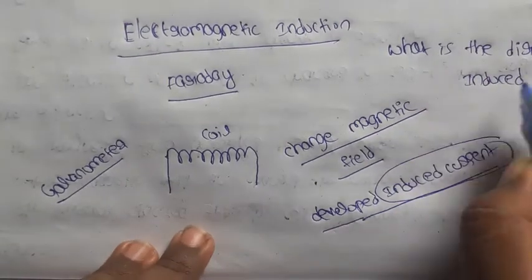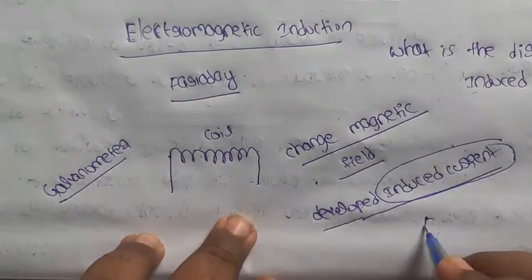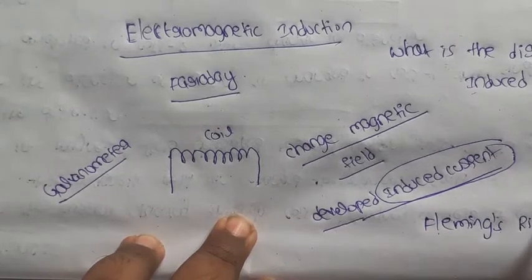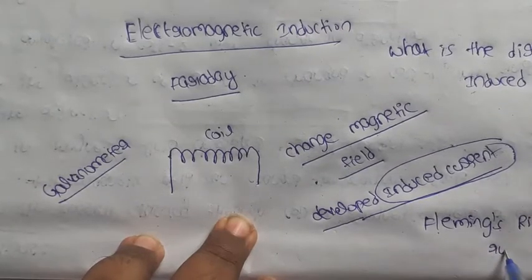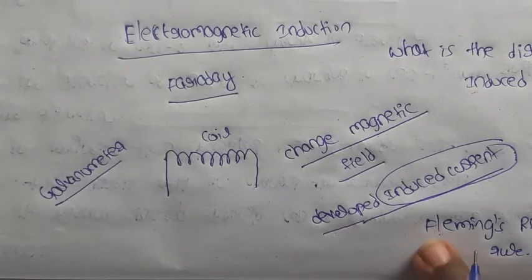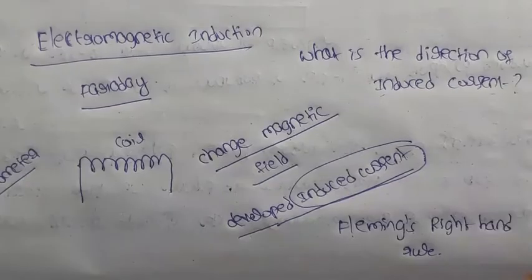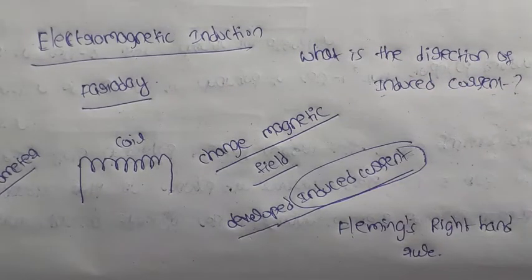To find the direction of induced current, we use Fleming's right hand rule. With the help of Fleming's right hand rule, you can easily find out the direction of the induced current. So what is meant by Fleming's right hand rule?